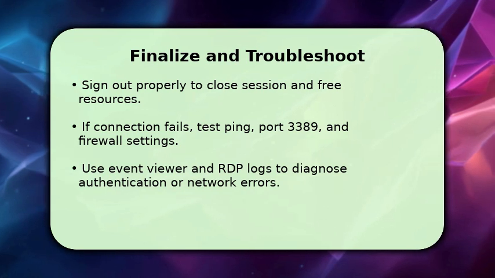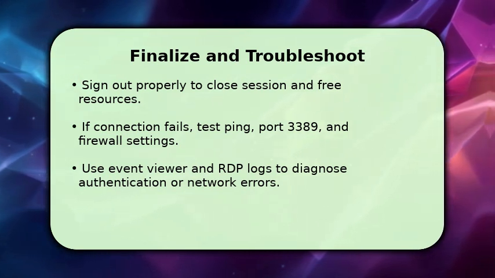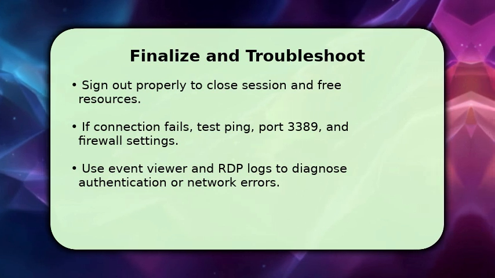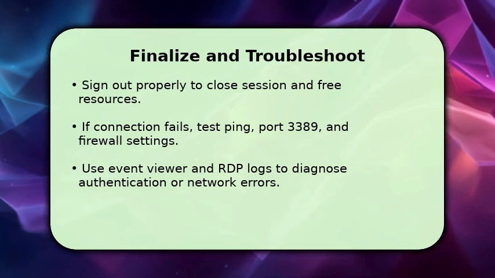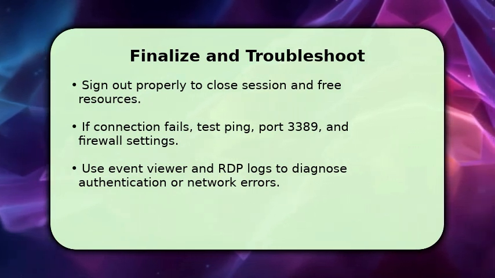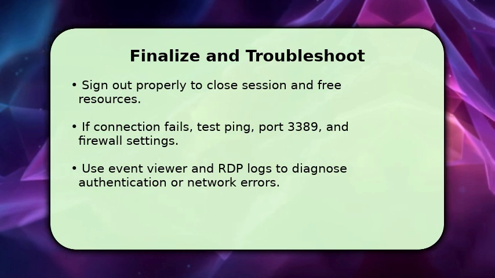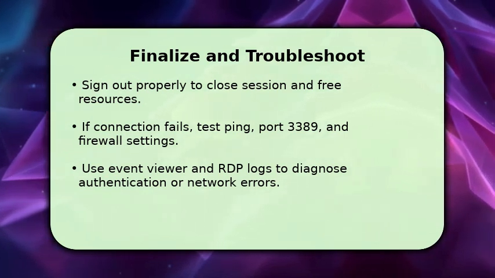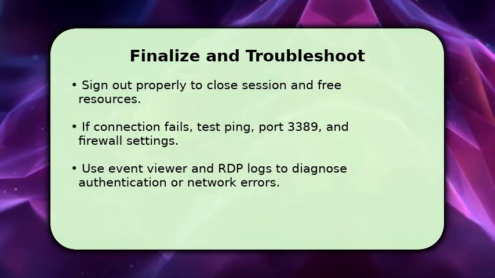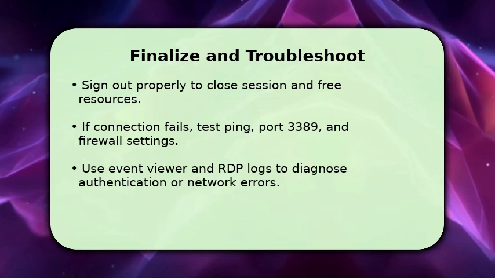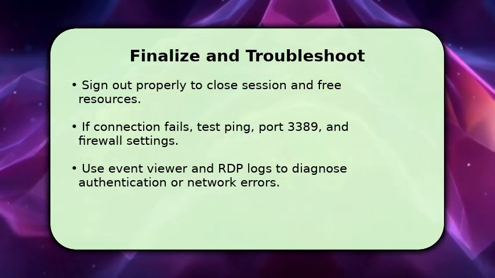If you cannot connect, first ping the remote IP, then check port 3389 reachability with a port test and confirm firewall rules on both ends. If authentication fails, inspect Event Viewer and RDP logs for specific errors. One key tip: temporarily disable third-party firewalls to isolate causes, then re-enable after you confirm the connection works.